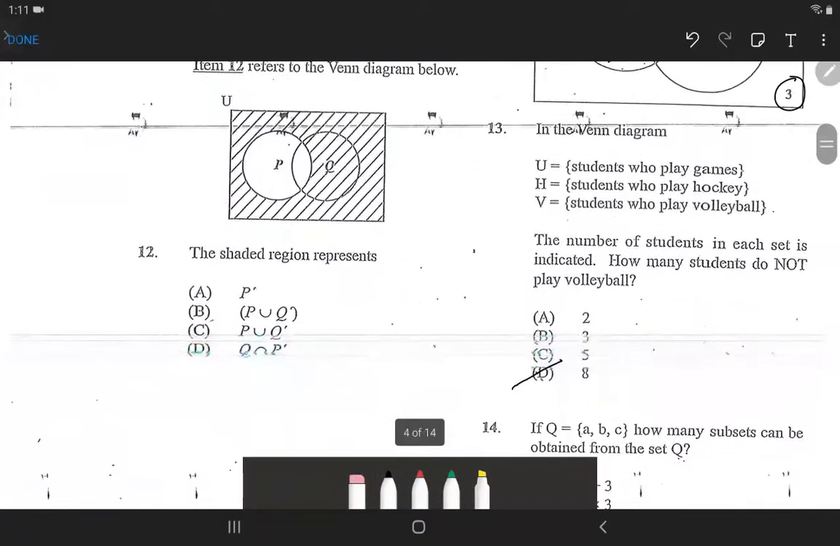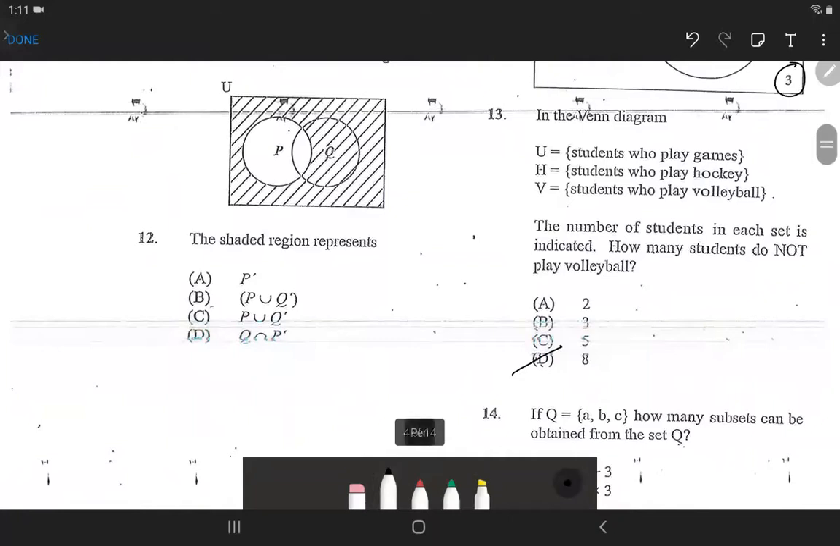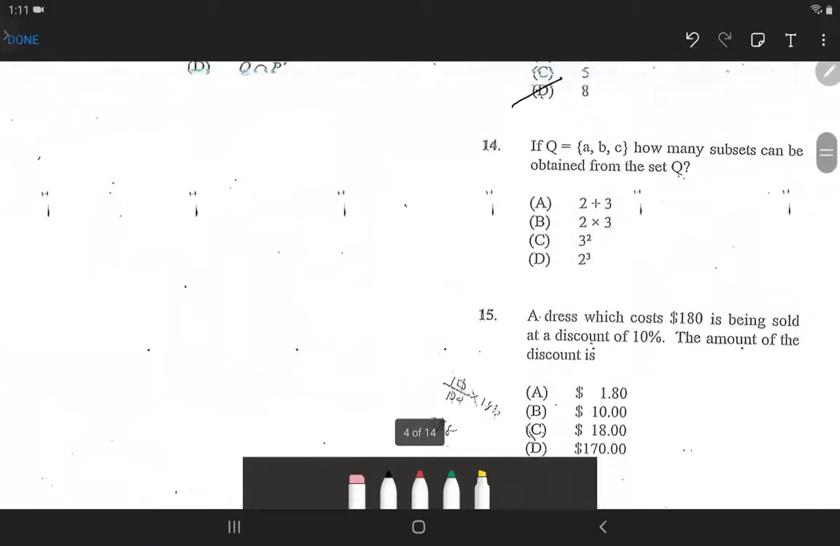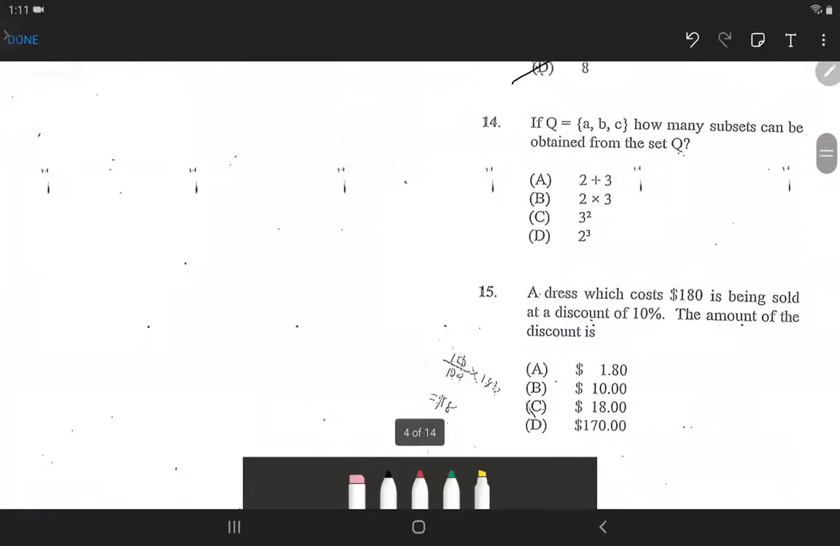Okay. Item 12 is the Venn diagram that shows P complement. If Q is equal to {A, B, C}, how many subsets? Remember, the number of subsets is 2 to the power of the number of elements in Q. So that's 2 to the power of 3, which is 8, or just 2 to the power of 3 in this case.